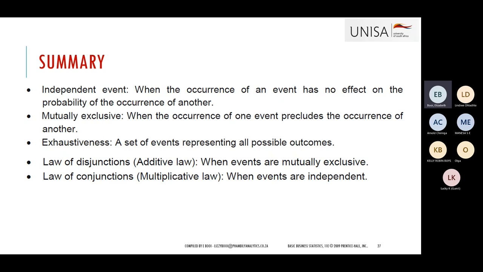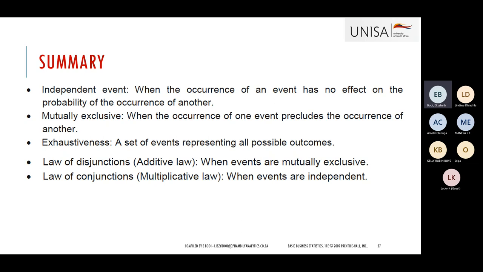We've learned about the addition rule. When events are mutually exclusive, the joint probability is equal to zero, and the additive rule states that the probability of A or B happening is the probability of A plus the probability of B. If they are not mutually exclusive, then the probability of A or B is the probability of A plus the probability of B minus the probability of the joint event of A and B.